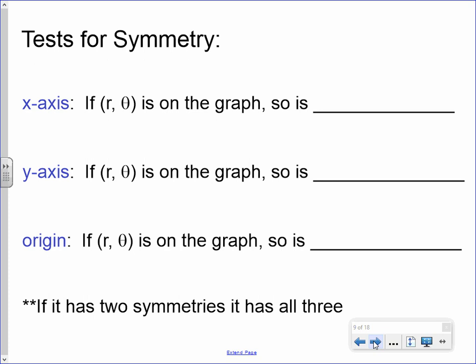Okay, so let's talk about symmetry. If we have x-axis symmetry, if r comma theta is on the graph, what else would be on the graph?